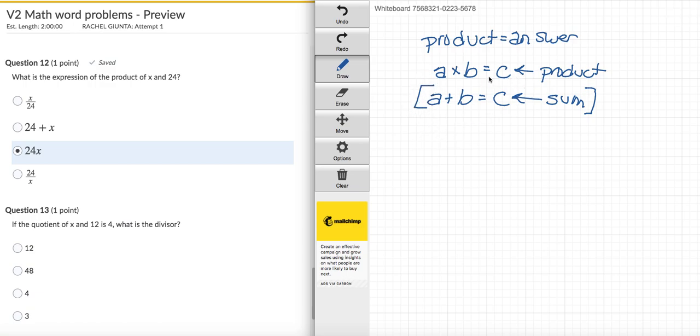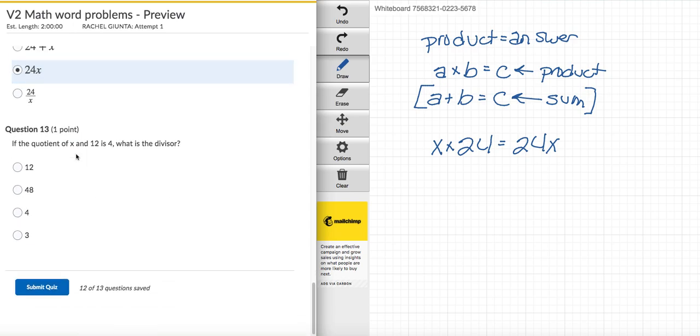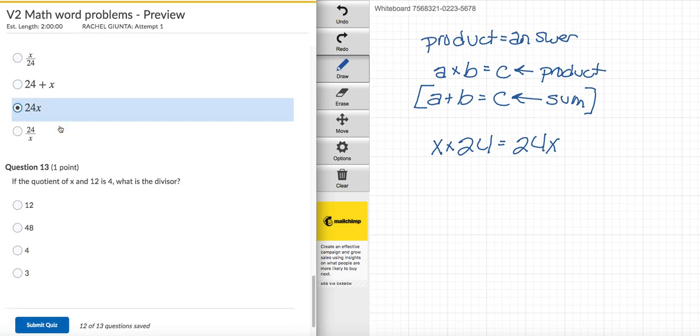So since we know that x and 24, if it's a product, we know we're multiplying, then x times 24, and we don't have a number for x, so it's just going to be 24x is going to be our answer. And I've already selected that because I did it before I started recording and then I can't undo it. So anyway, expression of the product of x and 24 is 24x.